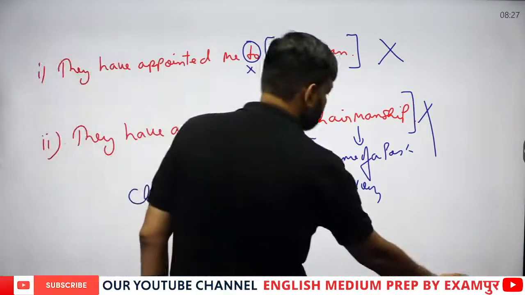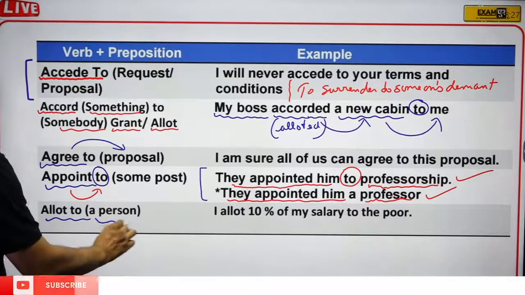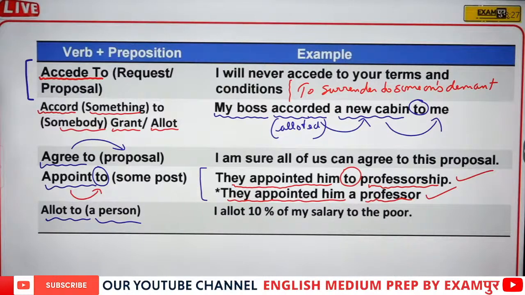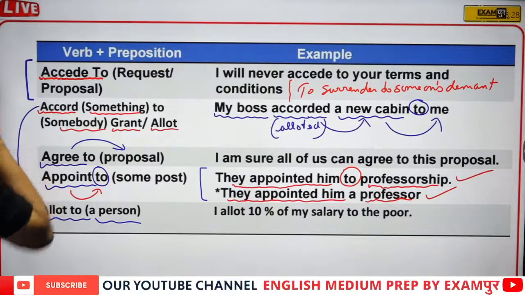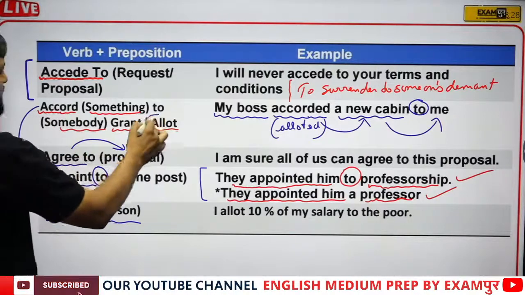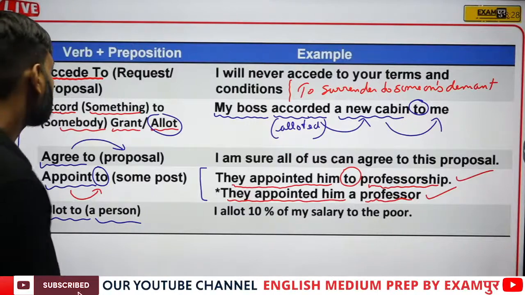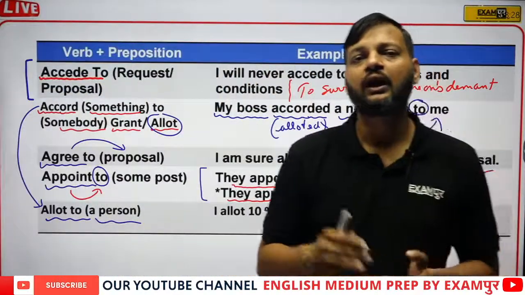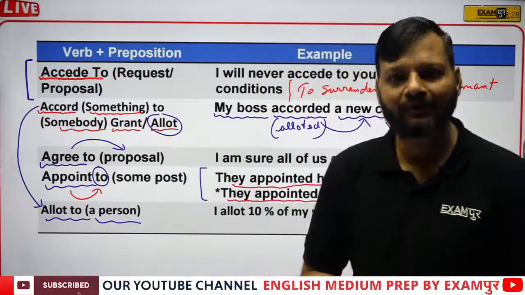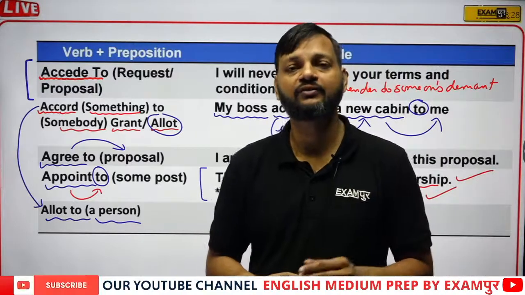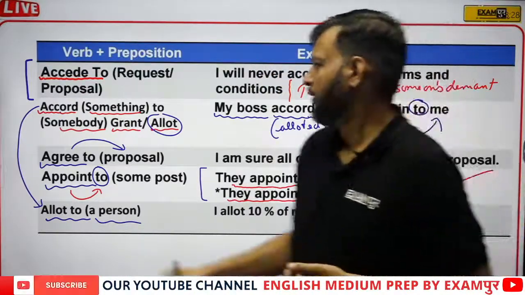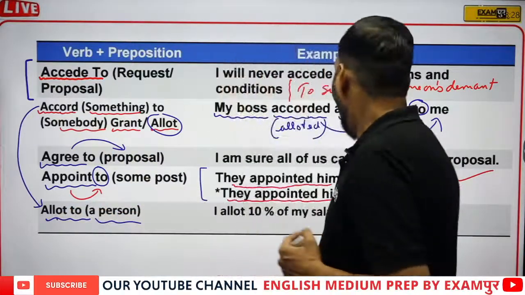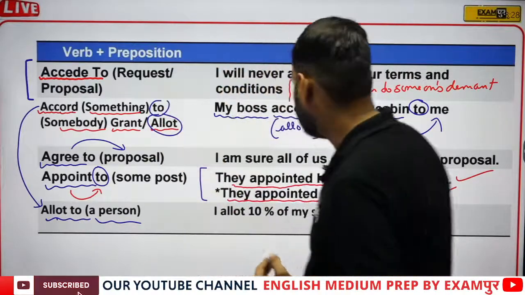Now the next word, allot to. I have already explained this word, because allot is a synonym of accord, which I explained earlier. So if accord is followed by "to", allot is also followed by "to". I have already given you one example also, that room number 30 is never allotted to any student. Accord and allot both are synonyms and both are followed by "to".